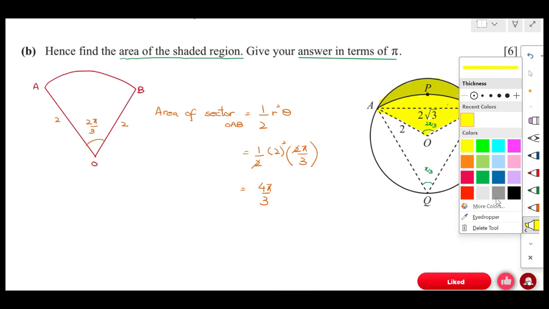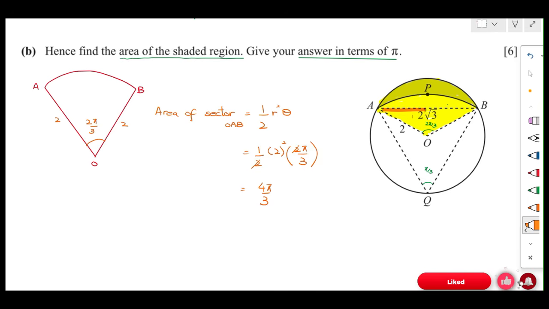Now the next thing is to figure out the area for this triangle. For this triangle, what is the area of the triangle OAB? Okay, now let me solve the area of this triangle.